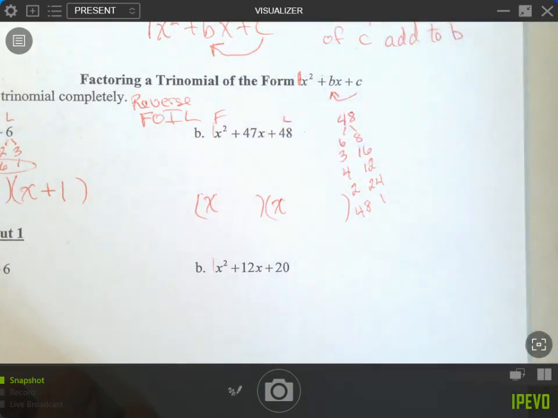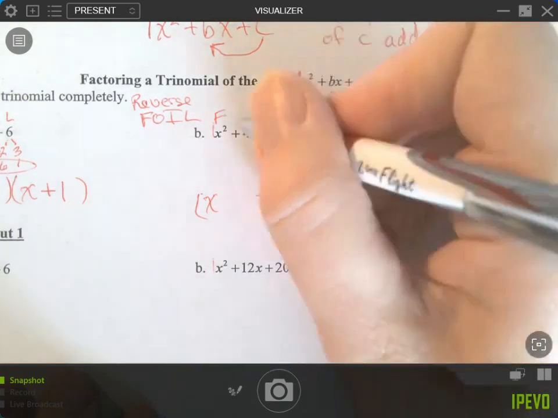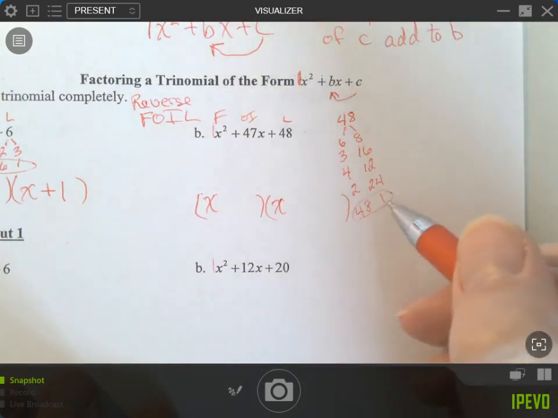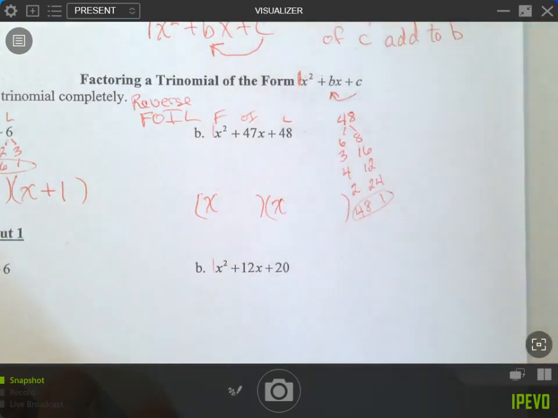Everything's positive. Do we agree? So I need 2 positive numbers to multiply and add up. My problem is, are any of them adding up to 47? No. Now, here's the closest I got. Do you see 48 and 1? They add up to 49. So then someone says, well, make this a negative 1.